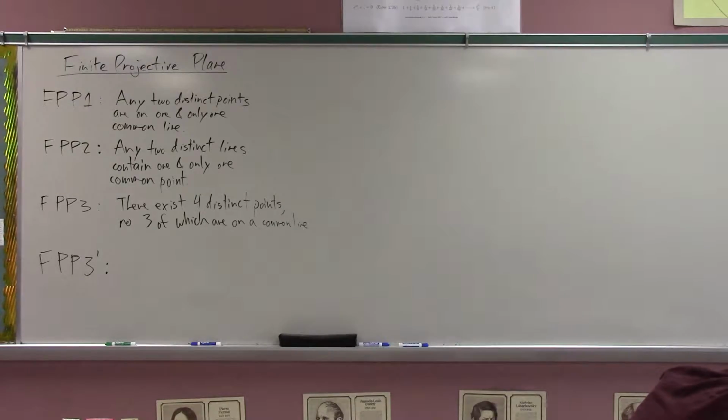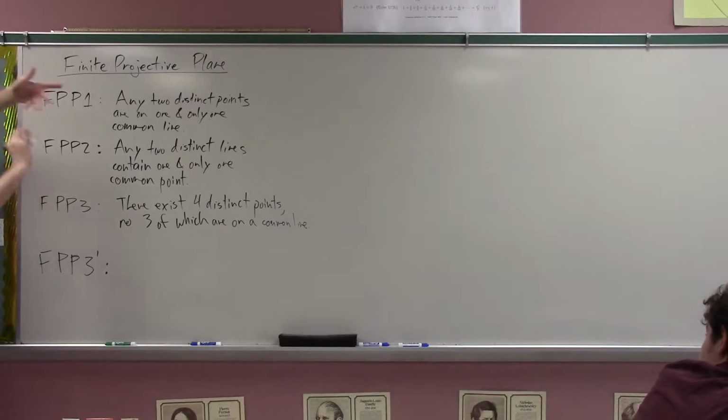We talked about this last class, but I'll repeat it again, that FPP1 and FPP2 contain a certain symmetry with each other, right? It's like a duality principle, just like in Boolean algebra. For any two points, there is one line that goes through them. FPP2 says for any two lines, there's one point that they go through. So they're symmetrical relations.